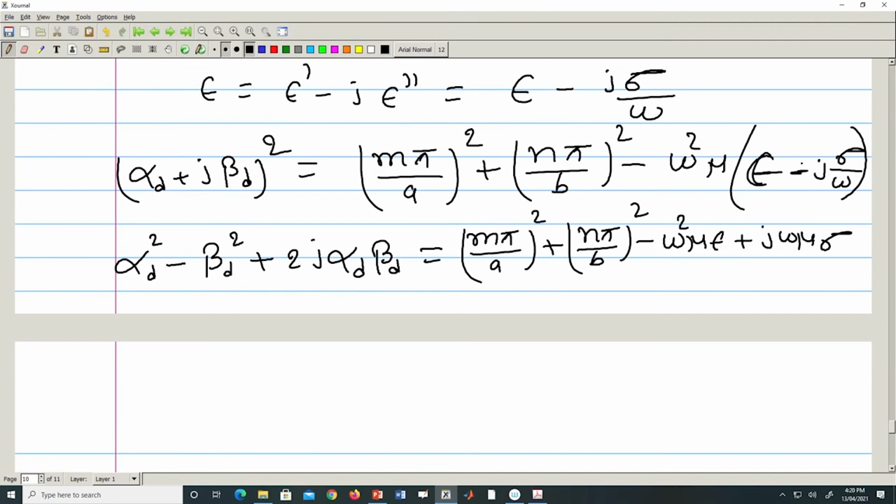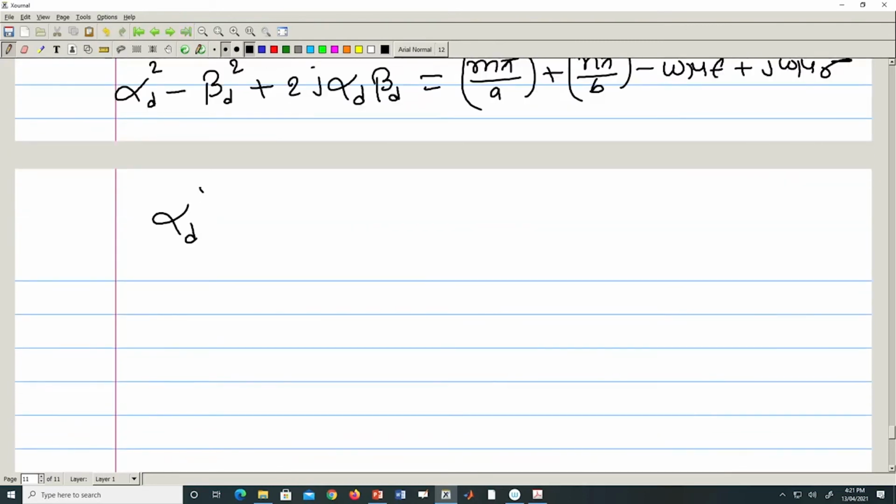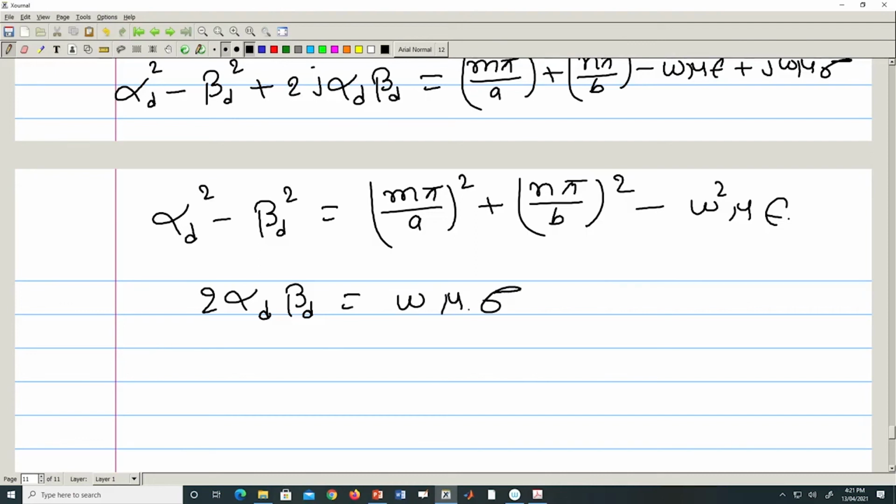So, this will be there. Now, we can equate real and imaginary parts on both sides. The real part on the left side will be equal to the real part on the right side, which is alpha d whole square minus beta d whole square equal to (m pi by a) whole square plus (n pi by b) whole square minus omega square mu epsilon, and the imaginary part will be 2 into alpha d into beta d equal to omega mu into sigma.